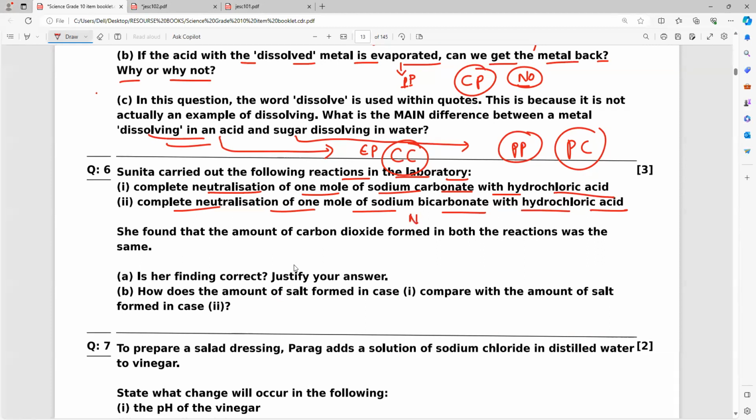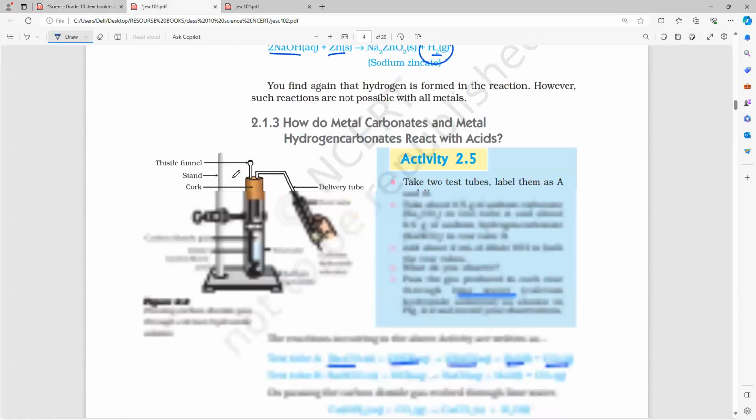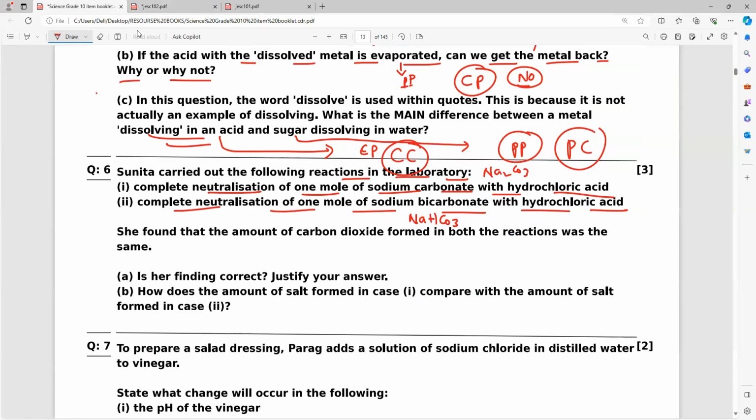Sodium bicarbonate, what is the formula? NaHCO3. Sodium carbonate is Na2CO3. Sodium bicarbonate we can also call sodium hydrogen carbonate. So these are only the equations. Now they are asking, she found that the amount of carbon dioxide formed in both reactions was the same. So is her finding correct?